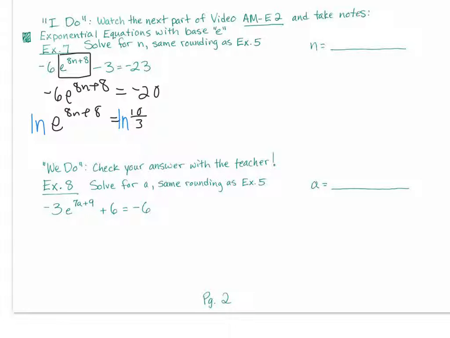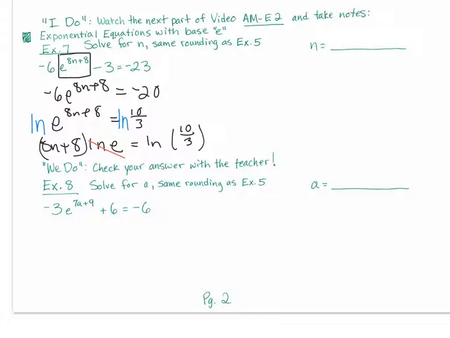So if we pull that 8n plus 8 down in front as the exponent times ln of e on the front end, what's going to happen is that ln of e is simply going to cancel out because that's just the value of 1, remember, with our special properties that you see on the board on your poster there. So this is just 8n plus 8 now all by itself, and I'm going to set that equal to the ln, or natural log, of 10/3.